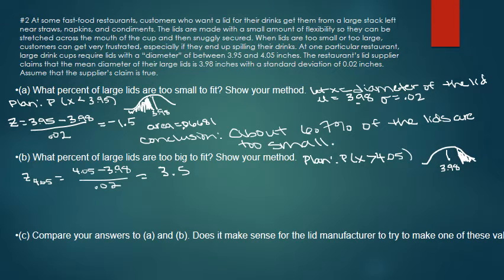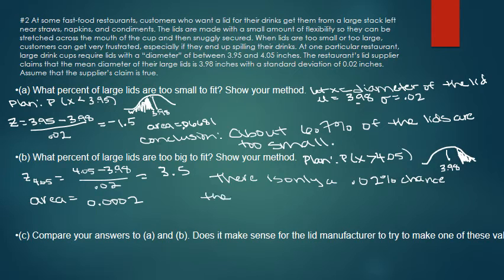So we do our norm CDF and we would find that the area is equal to 0.0002. Right? So now we're ready for our conclusion. There is only a 0.02% chance the lid is too large.